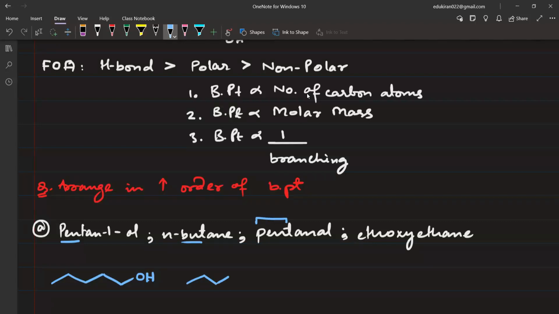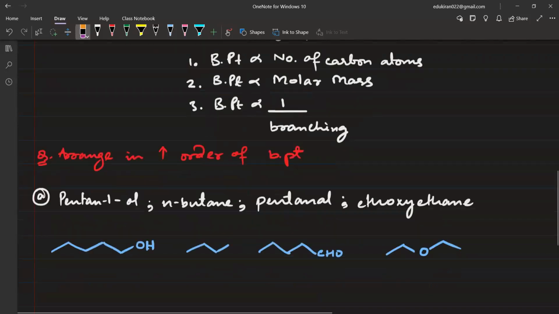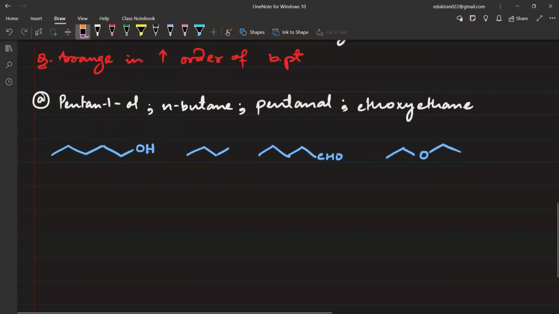So this is pentane. That means there are 5 carbon atoms. 1, 2, 3, 4, and 5. Al means there is an aldehyde and it is on the first carbon atom, right? Pentanal, CHO. Then you have ethoxyethane. So ethoxy is the substituent. Eth is the parent carbon chain. So 2 carbon atoms, and the substituent is what? Ethoxy. So this will be attached with an oxygen atom, and then this will have 2 more carbon atoms. So these are the structures. All of you got this? Yes or no? Please tell me. Got this? Structures, right?